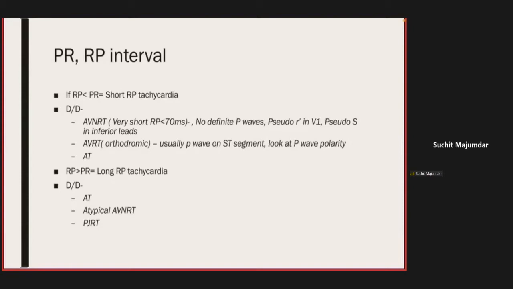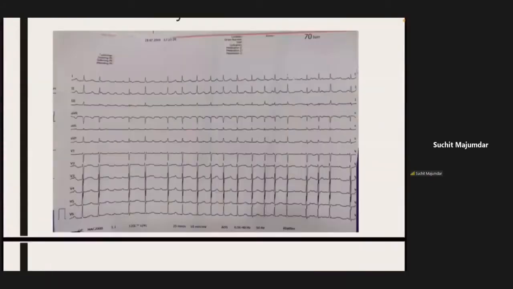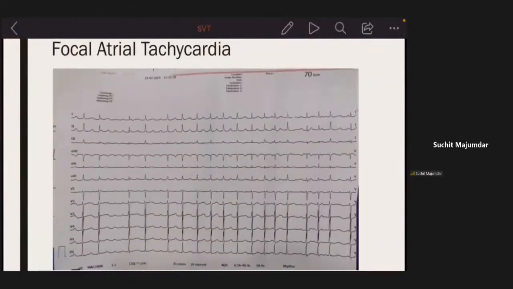And atrial tachycardia, definitely, it can also be there. If there is a long RP tachycardia, the most common diagnosis is an atrial tachycardia. And then the atypical AVNRT, and then something called a PJRT, where there is a slow conducting pathway which is conducting in the retrograde direction. Usually, this PJRT is seen in children, and they may present most commonly as LV dysfunction, heart dysfunction, rather than tachycardia symptoms.